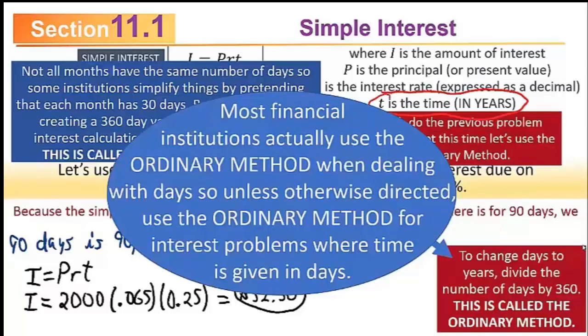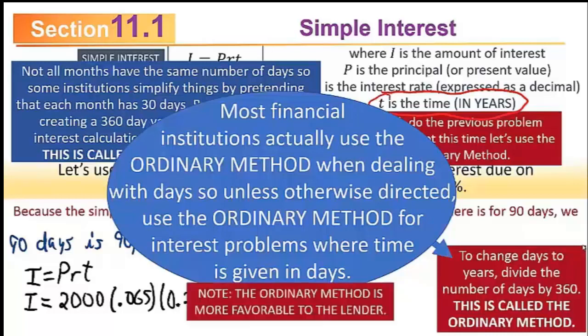It turns out that most financial institutions actually do use the ordinary method when dealing with days. So if you have a problem where you're doing days, unless it says differently, assume that you're using the ordinary method and dividing by 360, unless it tells you to do otherwise. And as a side note, the ordinary method is actually more favorable to the lender.